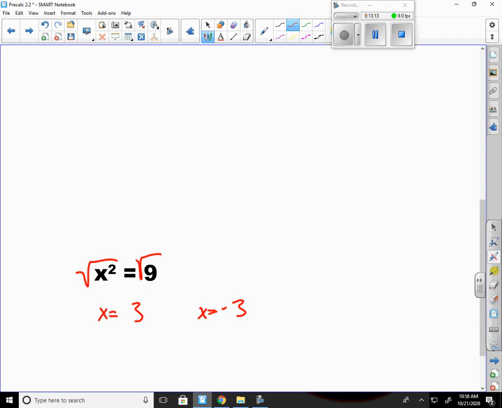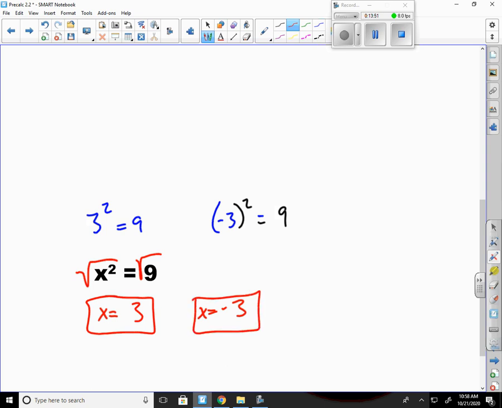Now, a lot of people struggle to figure out why that's true. The reason is that if I have 3 and negative 3, and I plug either of those back into this equation, 3 squared is 9, and we all knew that. But negative 3 squared is also equal to 9, because any negative times a negative gives us a positive. So if I square either one of those, it would give me 9. That's why it has to be these two solutions, 3 and negative 3.